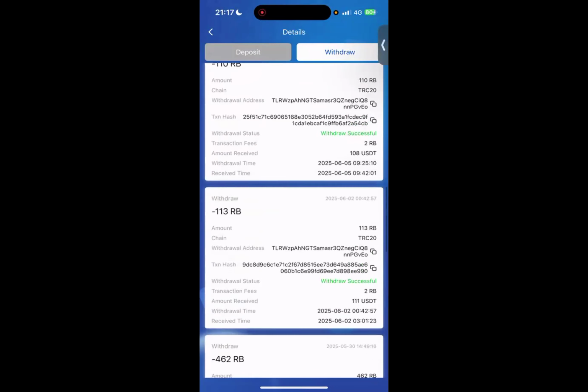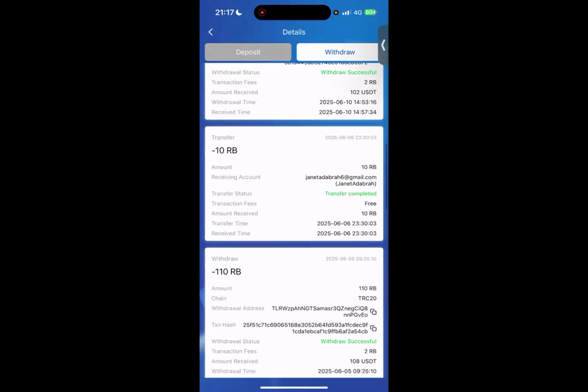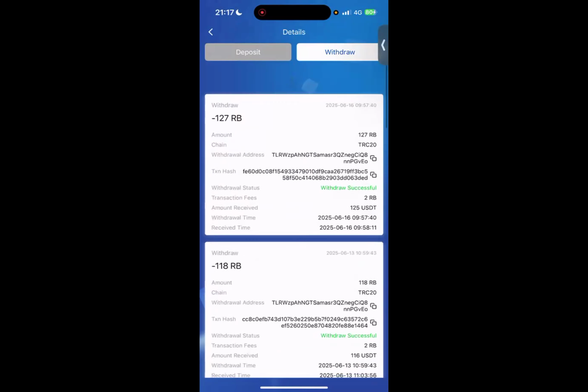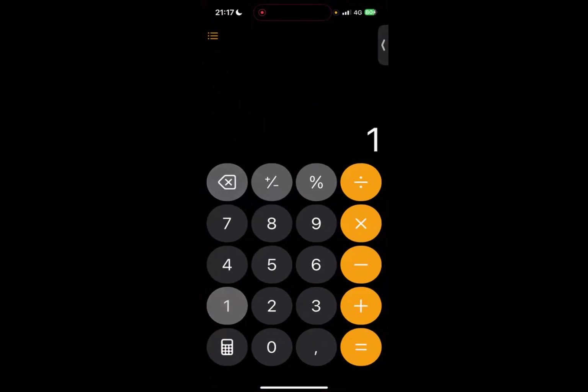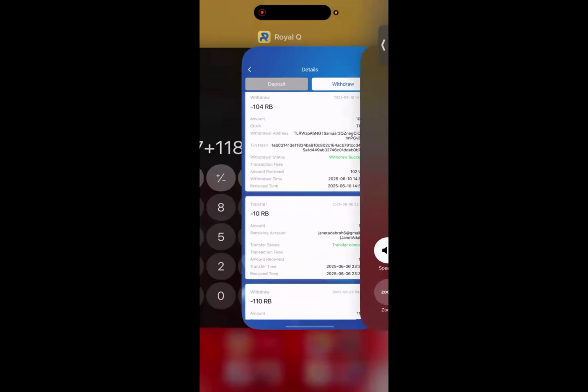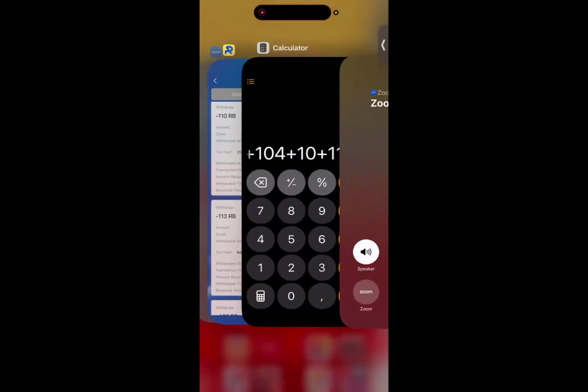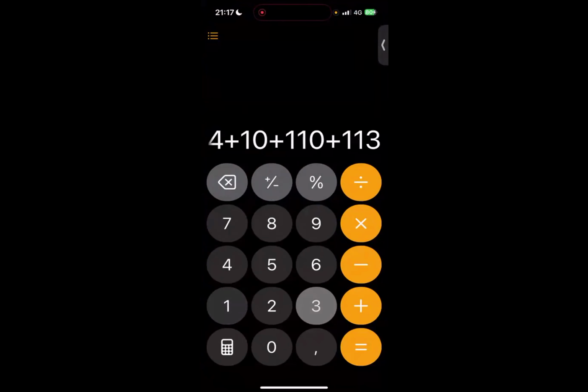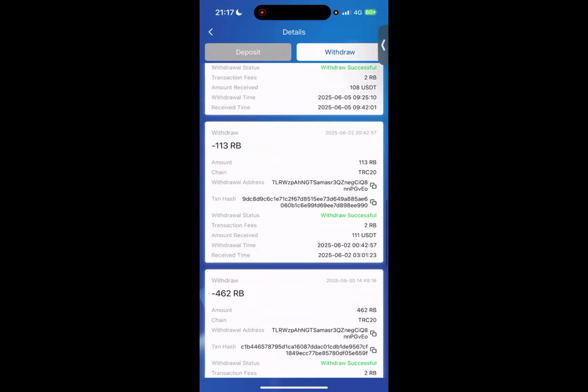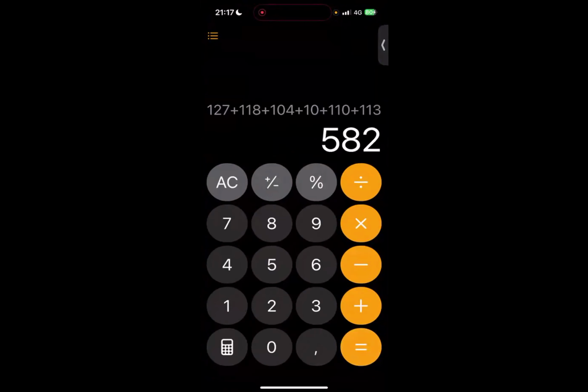June alone: 113, 110, 10, 104, 118, then 127. If you want to calculate this, how much? 127 plus 118 plus 104 plus 10 plus 110 plus, if I make a mistake, tell me, 113. That is all for June. The rest is May. That is all for June: 582. How much is that in cedis? If I multiply it by only 11, because I don't know the rate now, this is 6,402.